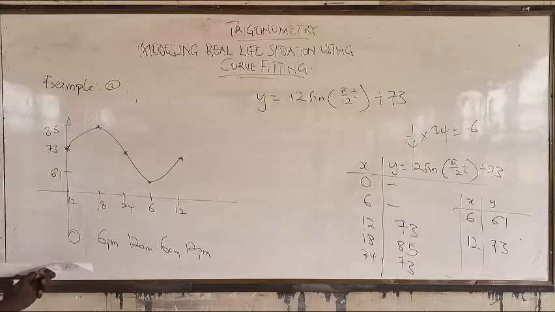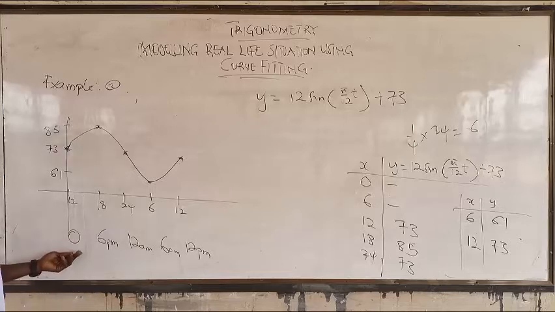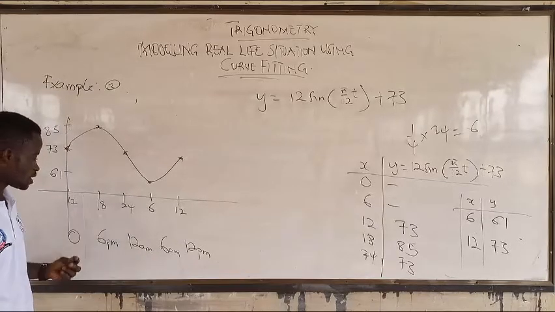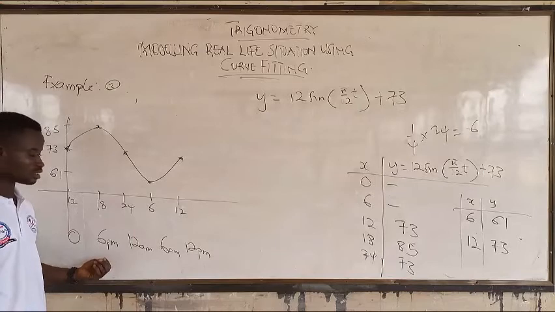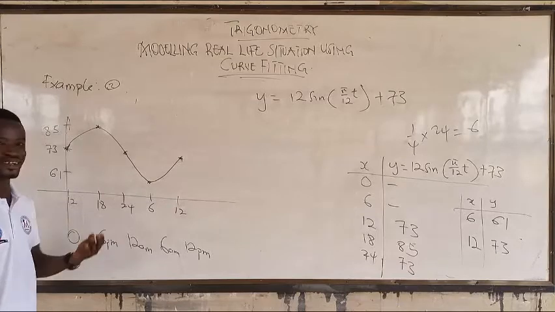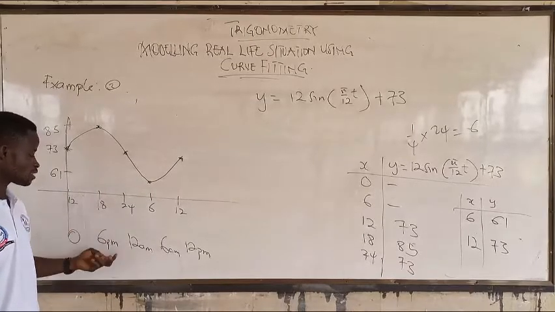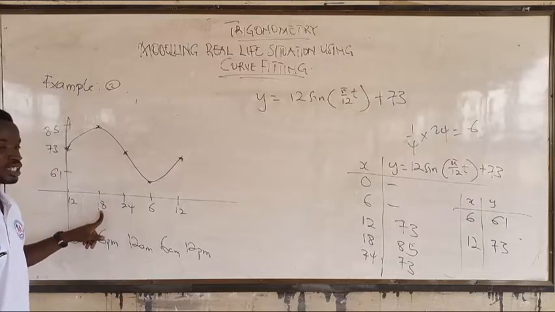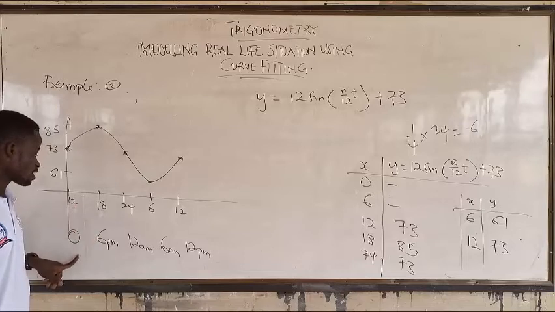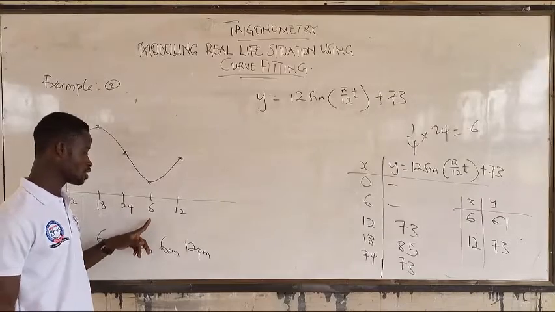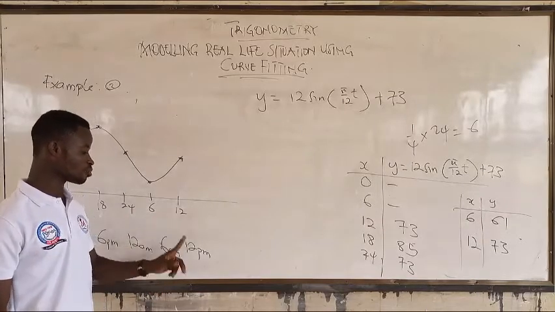Now, bear in mind that 12 o'clock will be the same as 0, and 18 will be the same as 6 p.m. When you subtract 12 from this, you get 6 p.m. 24 is the same as 12 a.m., 6 is the same as 6 a.m., and 12 will be the same as 12 p.m.